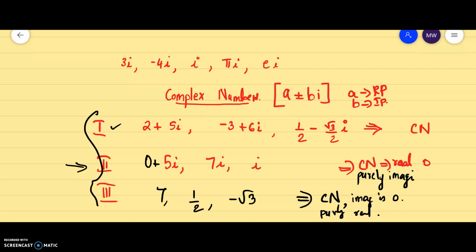The first type is neither purely imaginary nor purely real. The second one is complex numbers, but they're purely imaginary. The third set is also complex numbers, but they're purely real. So that's how you can classify complex numbers into the three categories that we have in this video.